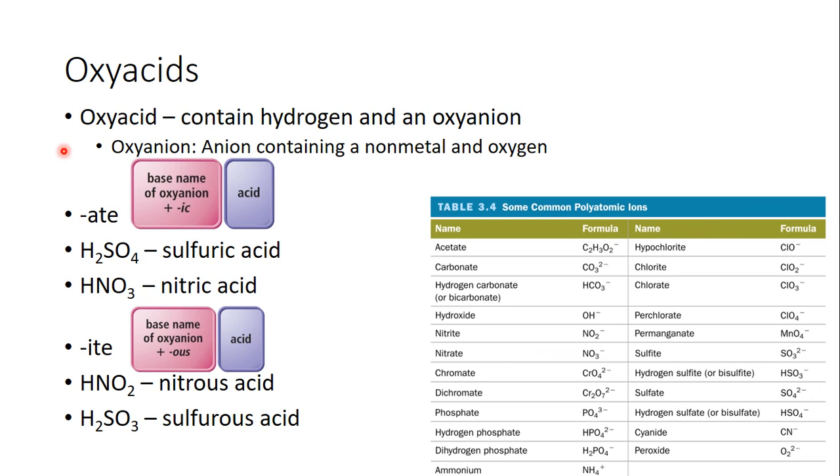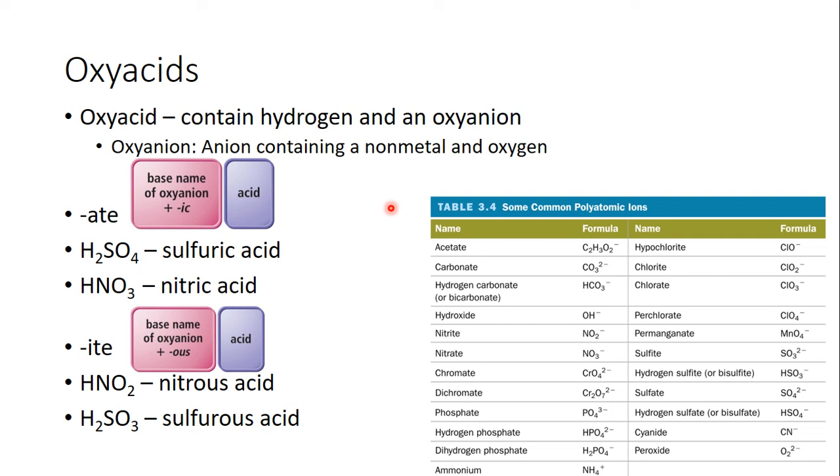How about oxyacids? Well, an oxyacid contains hydrogen and an oxyanion. An oxyanion is just an anion, remember, a negatively charged ion, containing a nonmetal and an oxygen. So let's look at our polyatomic ions as well. So carbonate would be an oxyanion. Chlorate, oxyanion. So you're just looking for a nonmetal plus an oxygen.